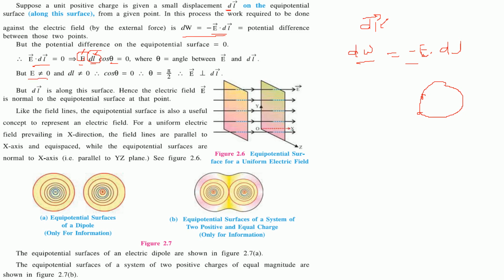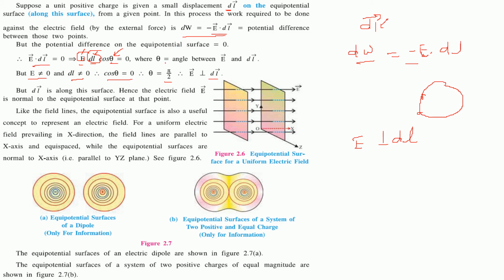The electric field E we are saying is not 0, and the displacement dl is also not 0, so it is clear that cos theta is 0. When cos theta is 0, theta has to be pi by 2, because cos pi by 2, cos 90, is 0. That is why we say that this electric field is perpendicular to this displacement dl. This dl is along the surface, as we stated in the beginning. So the electric field E is normal to the equipotential surface at that point.